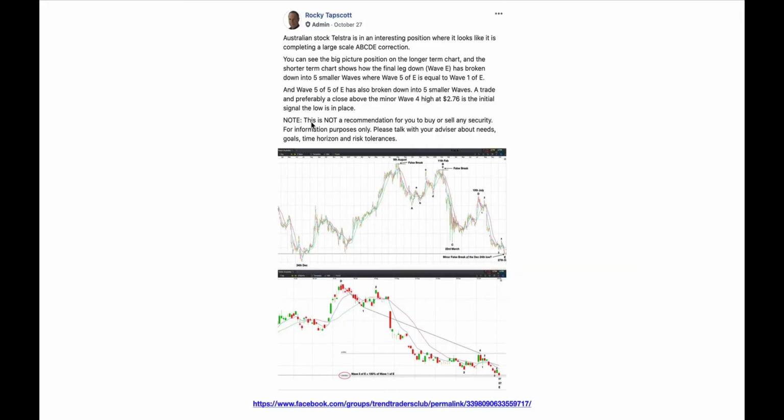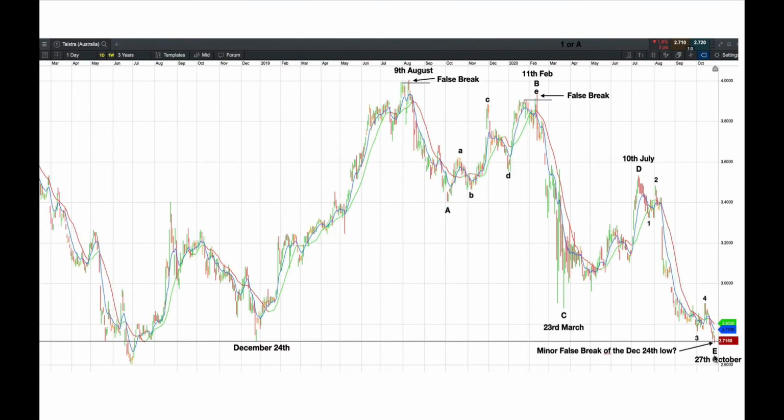Here, it looks like it is completing a large-scale A, B, C, D, E correction. And this is before it happened, okay? It's on October 27th. That's October 27th there. You can see it's gone just past the date. A day here was the 24th. This was the 23rd. This was the 27th. So it's gone just a few days past our key date, which would have been the 23rd or the 24th.